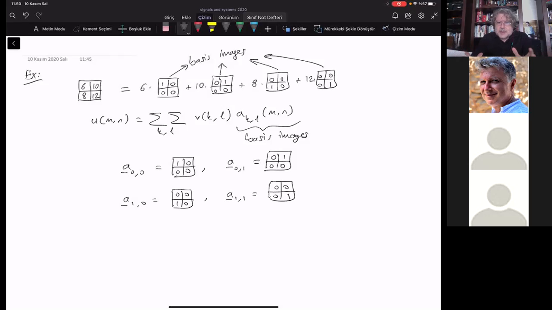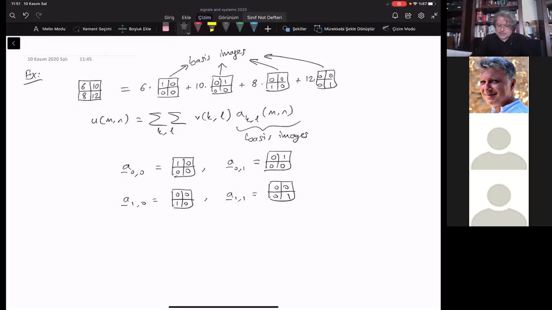So A00 is a matrix, and the parameters or the arguments of the matrix are M and N. So the horizontal direction is M and the vertical direction is N, let's say. I'm just drawing them instead of writing those matrices. I'm putting them in boxes because they are essentially images, as we see.